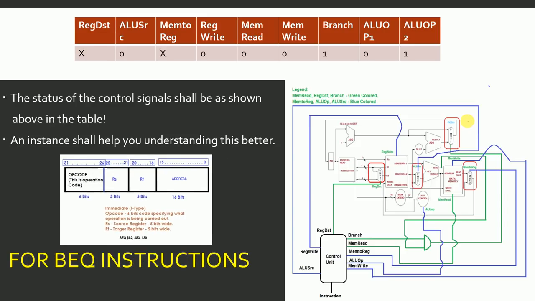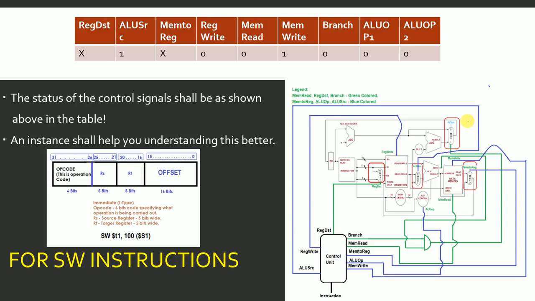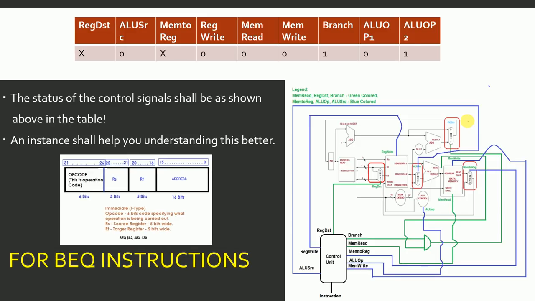Let's take a store instruction now. Maybe we need not waste time here. We'll go right away to BEQ. BEQ is nothing but branch if equal. What do you mean by branch if equal? I have mentioned the instruction here very clearly. You can see that here. I have got S2, S3.